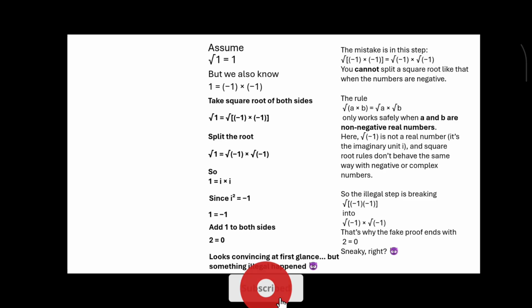Because of that single wrong step, the argument falsely concludes that 1 equals -1, and eventually that 2 equals 0.